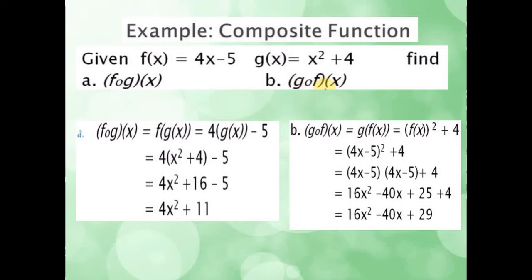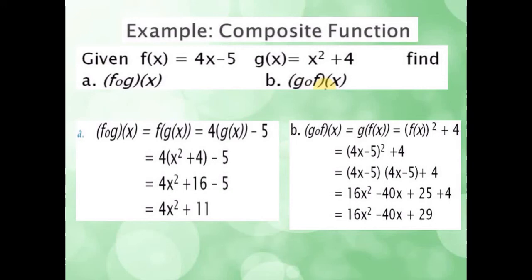Next is letter B, g circle f of x. That is equal to g of f of x. That means that the function f of x is inside the function g of x. So, that means that it is equal to f of x squared plus 4. f of x is 4x minus 5, so you substitute that one. You will get the quantity 4x minus 5 squared plus 4.